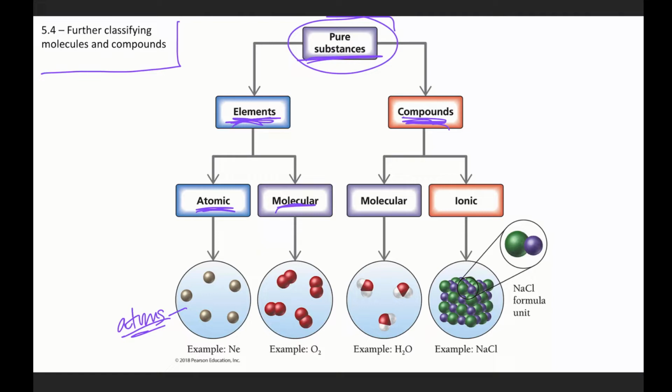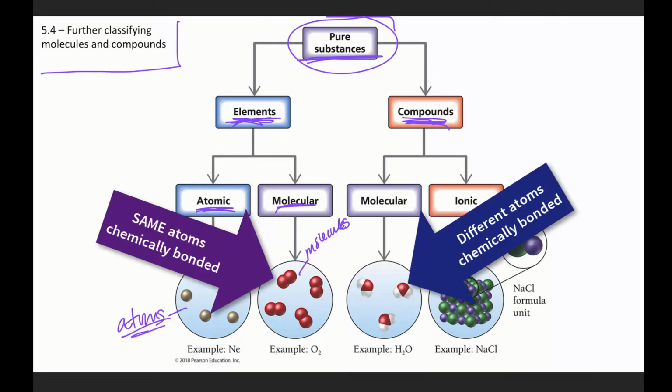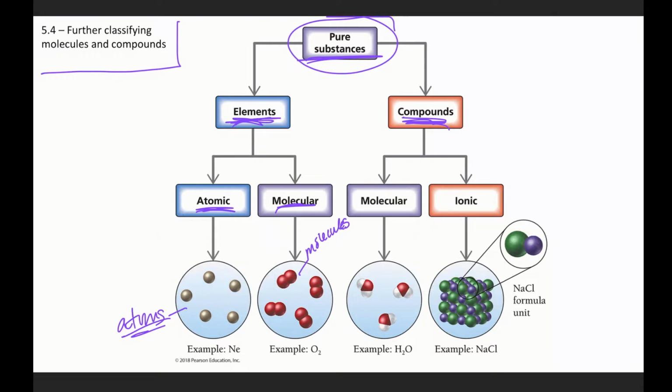We could also have a molecular element, which would be composed of molecules, where a molecule is two or more atoms chemically bonded. Or to be more specific, two or more atoms with a covalent bond, thinking back to stuff you learned in middle school, where the electrons are being shared between them, and that's called a covalent bond. So molecules are what make up molecular elements.